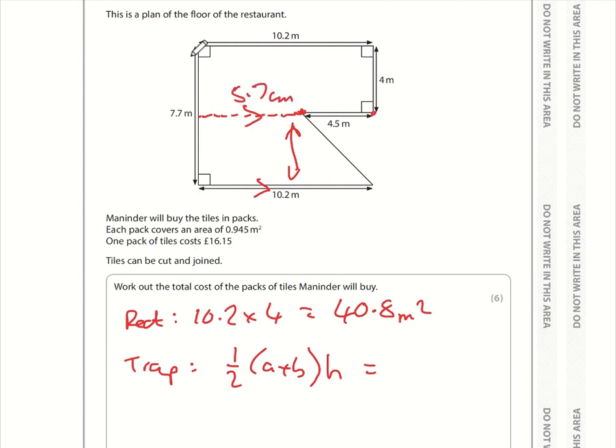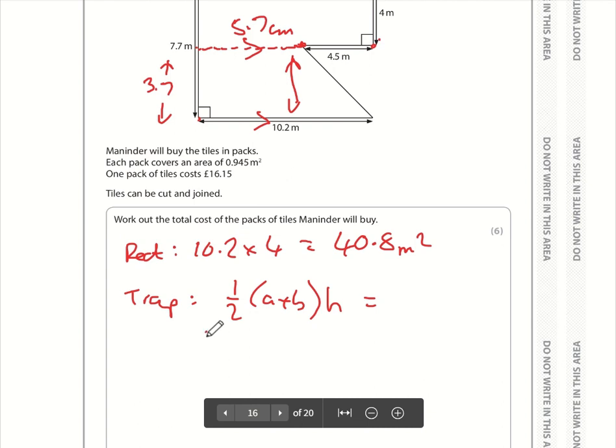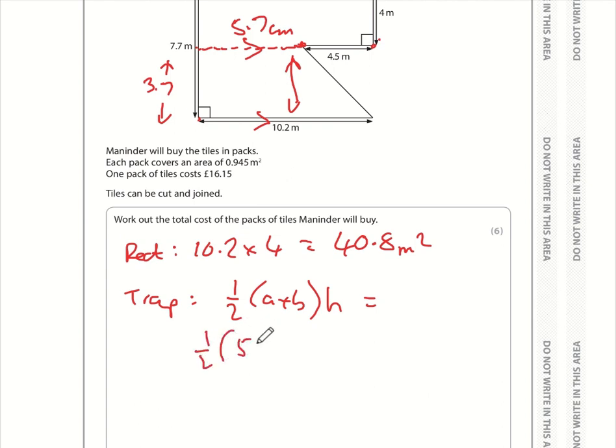And for the height, we're going to do something similar. It's 7.7 from here to here, but 4 from here to here. In other words, 4 from here to here. So therefore, 7.7 minus 4, 3.7. So this part here is 3.7. So we can now go ahead and use the formula. So it's going to be a half of the sum of 5.7 plus 10.2. And then we're going to half it and then multiply that by 3.7.